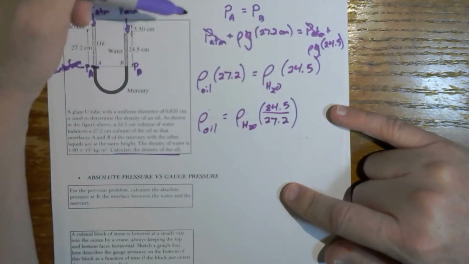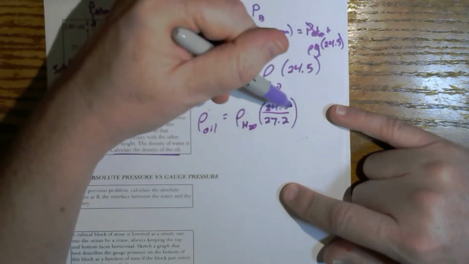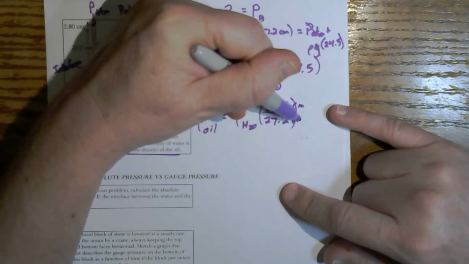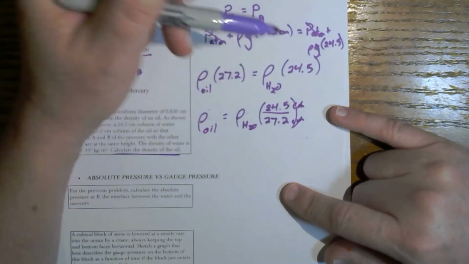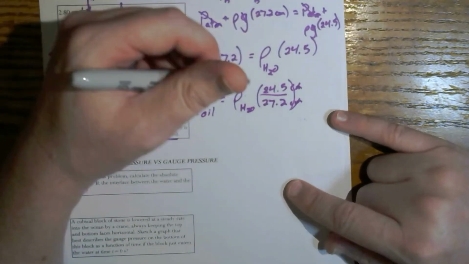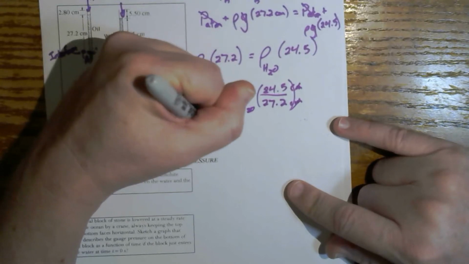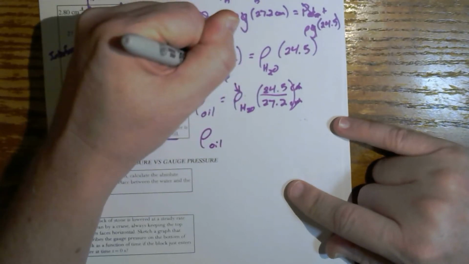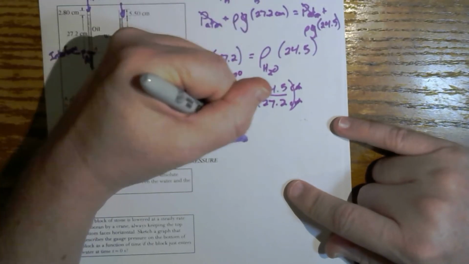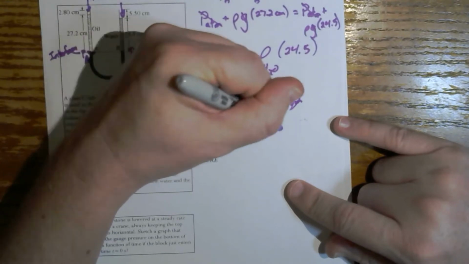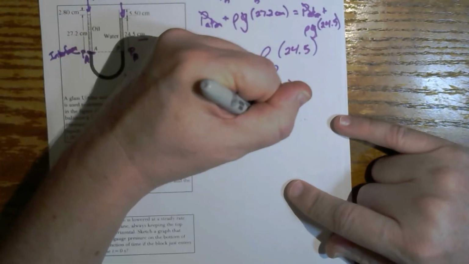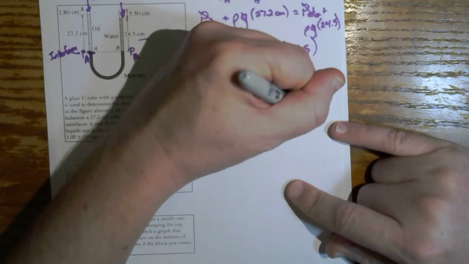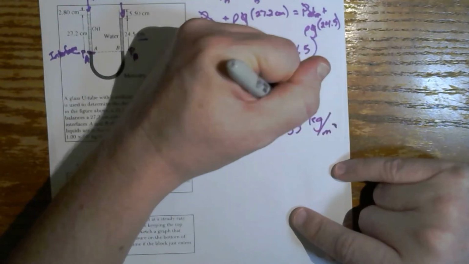And the reason why I didn't convert the centimeters to meters is because those terms would just cancel anyway. The units don't matter. All we're dealing with is this little ratio here. So do that calculation. Density of water, of course, is 1,000. So density of the oil would be about 900 and change, 900.735 kilograms per cubic meter.